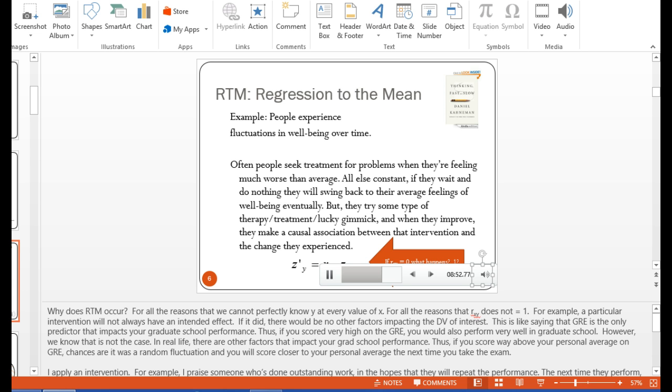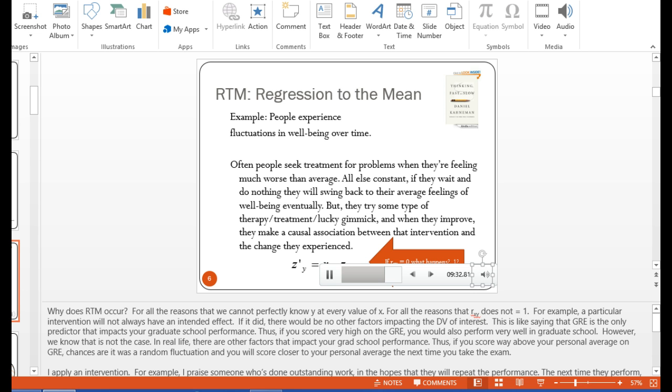So let's turn our attention to this formula before we close out this section. This formula gives us the mathematical reason for why RTM occurs. And so we have the predicted value of the DV there, but it's in z-score terms. So it's a measure of how far away it is from the average of the DV. And then we have the basic correlation between x and y, and then multiply that by whatever x-score we have, so the score on the predictor, but it's in z-score terms, so again it's going to be an index of how far it is away from its mean.